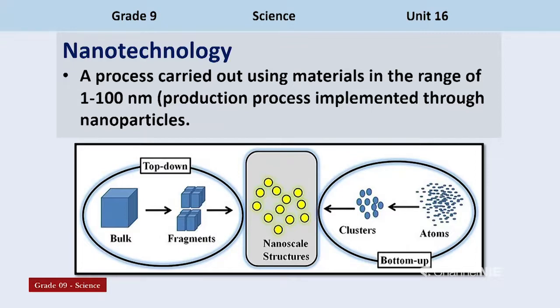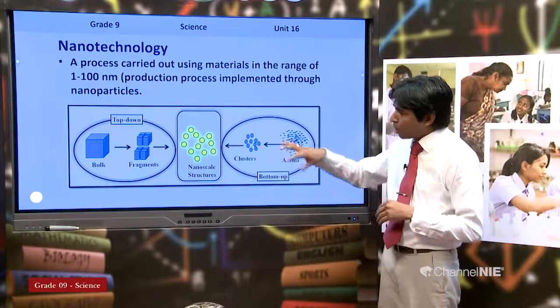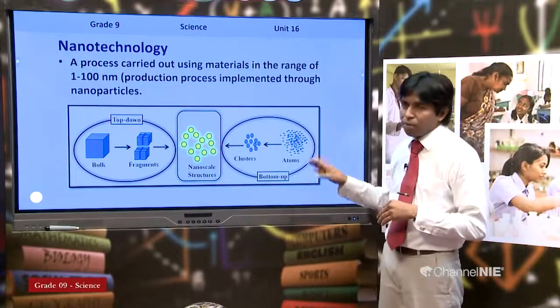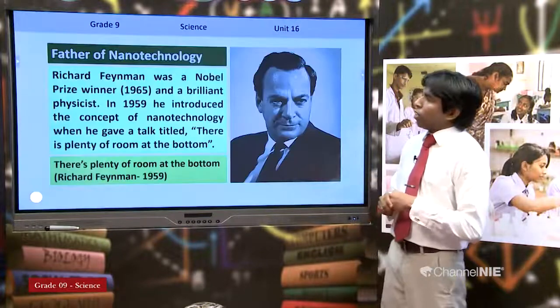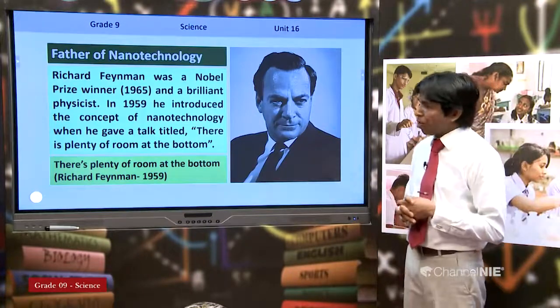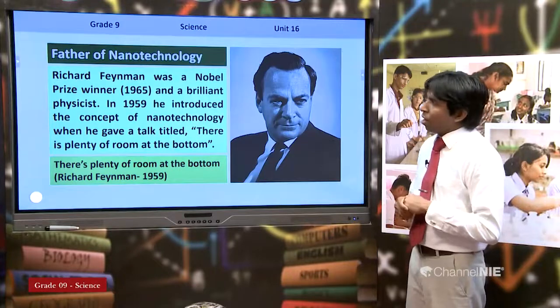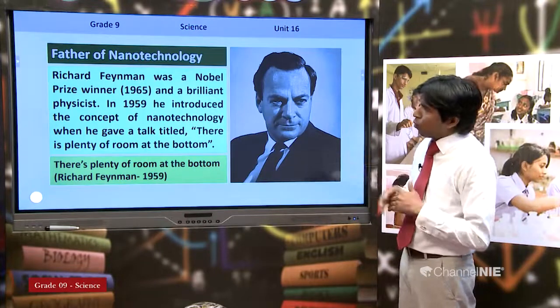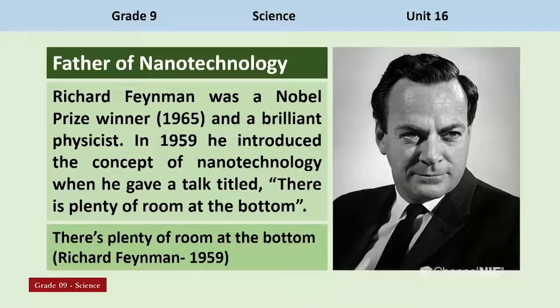So, you can make nanoscale structures starting from the nanoscale, or else you can take from bulk to fragments. Let us see the history of nanotechnology, the historical background. First, you can see the father of nanotechnology, Richard Feynman. He won the Nobel Prize in Physics in 1965. He is the first person who introduced the concept of nanotechnology to the world.